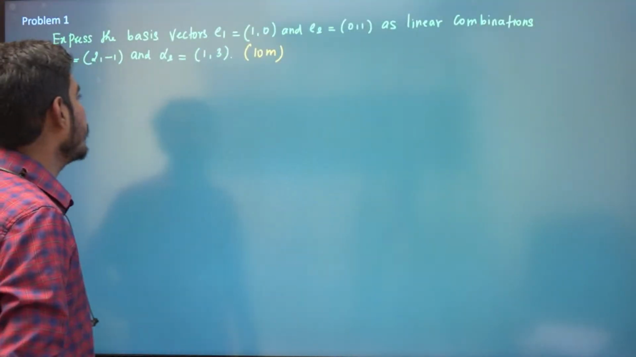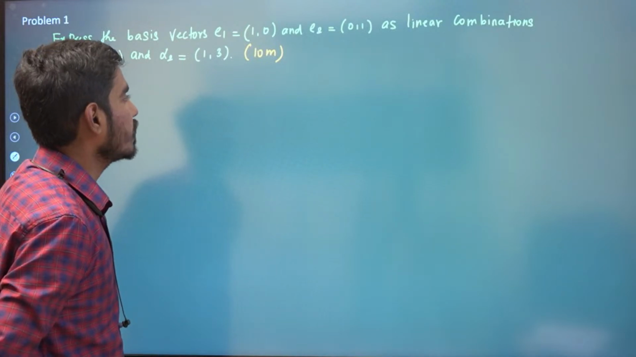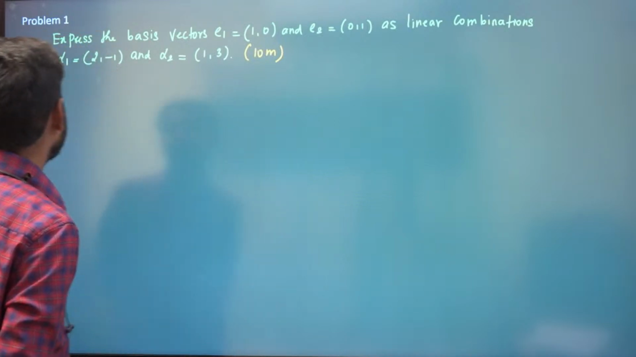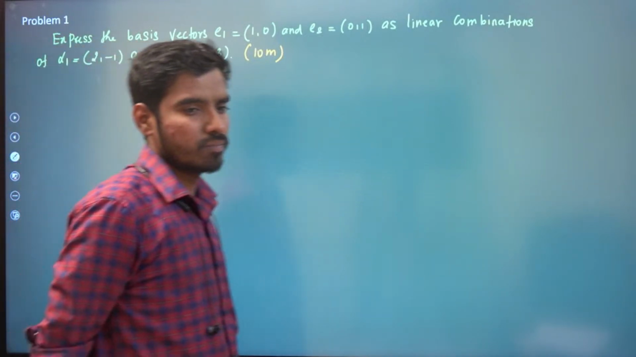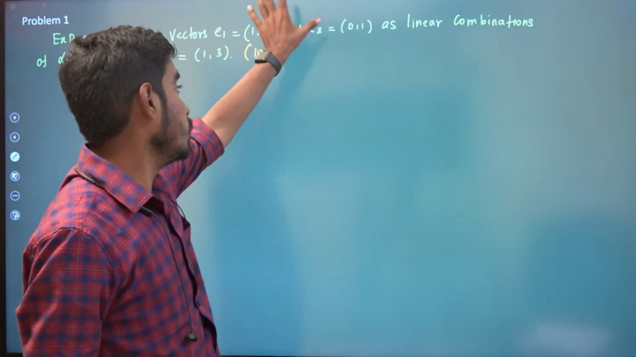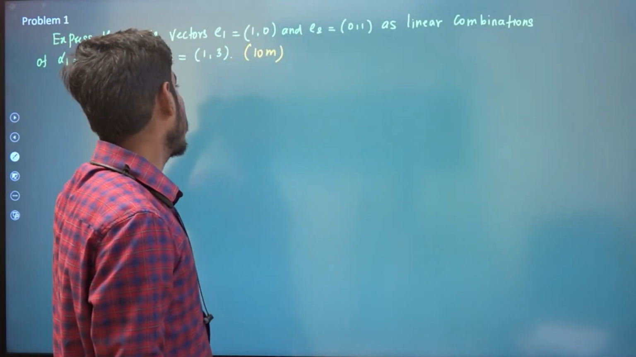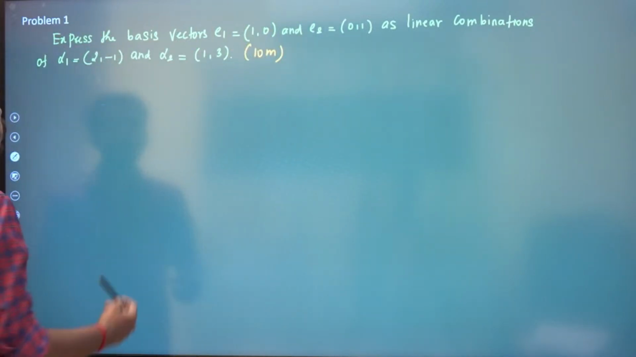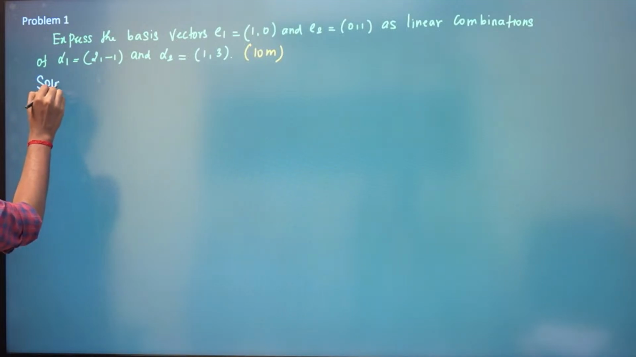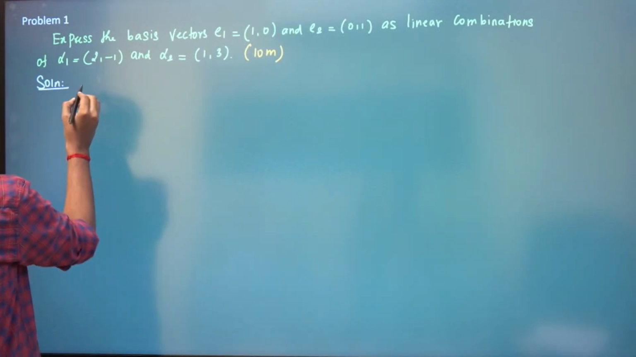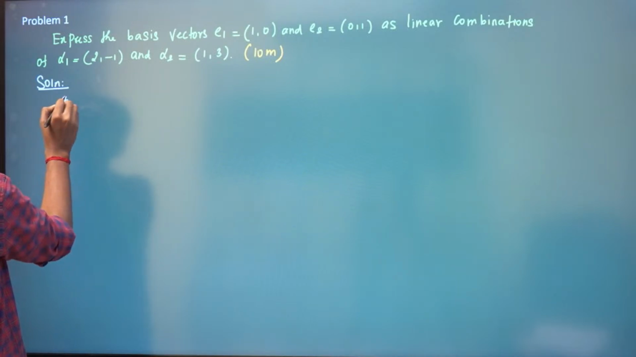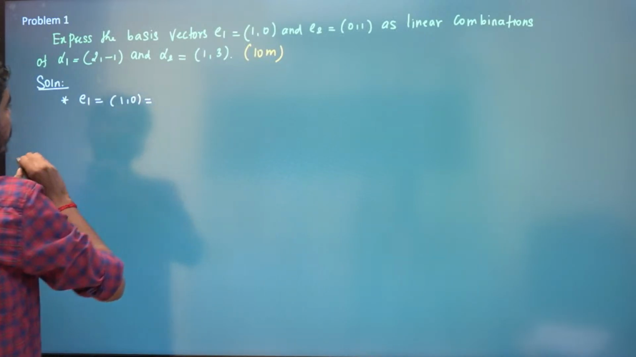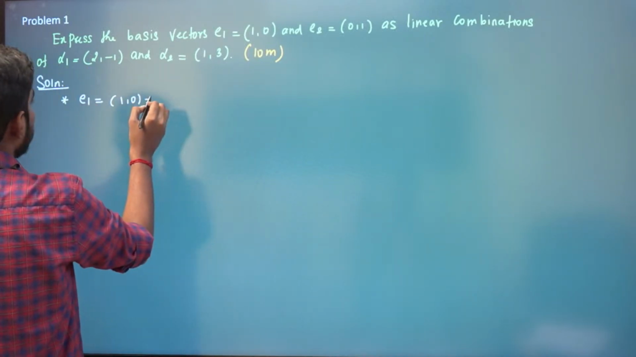You can see: express the basis vectors e1, which is (1, 0), and e2, which is (0, 1), as linear combinations of alpha 1 and alpha 2. Very simple problem. You just have to express e1 as a linear combination of alpha 1 and alpha 2, and separately express e2 as a linear combination of alpha 1 and alpha 2. Solution. First we will express e1, which is (1, 0).